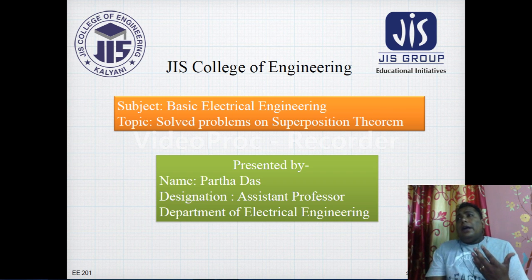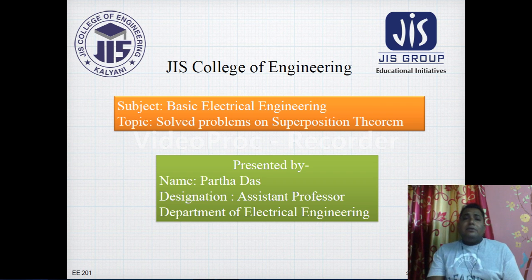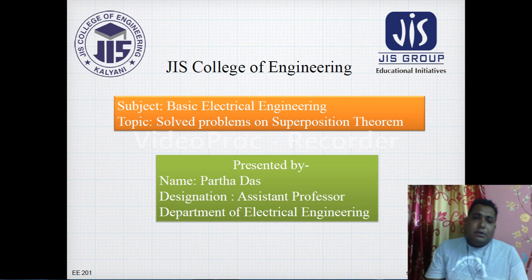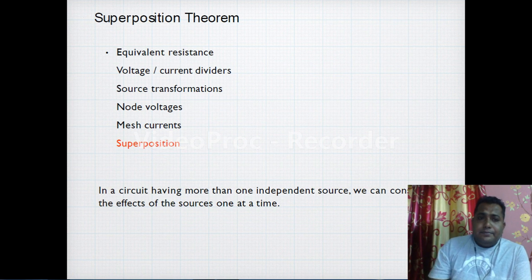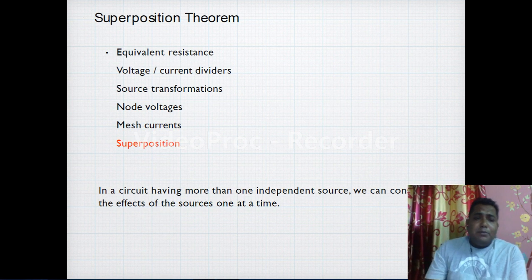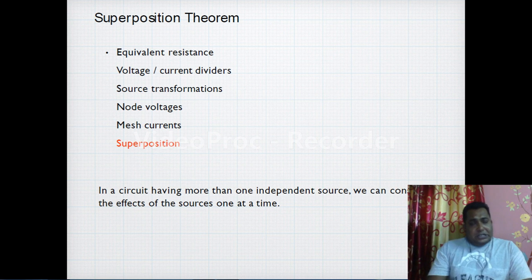Here we will deal with practical problems. A circuit will be given, with some values of voltage source, current source and resistors. Then we will try to solve those problems using the concept of superposition theorem. So let us start. In this theorem we are going to use these points: equivalent resistance, voltage or current divider rules, source transformation, nodal voltage, mesh currents, and superposition.